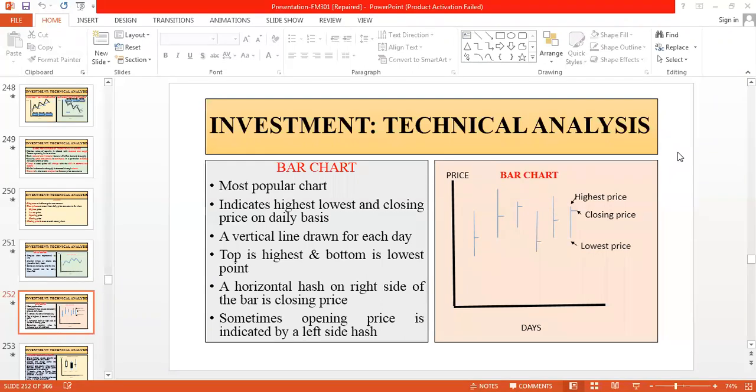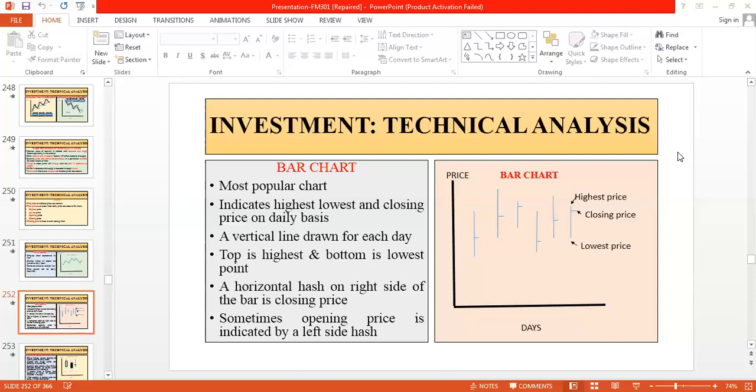Already we have given a lot of lectures on technical analysis which have been uploaded. Now we are continuing with the technical analysis portion again. In the previous lecture, we showed the movements of the price, primary, secondary, and daily movements, and explained them in detail.